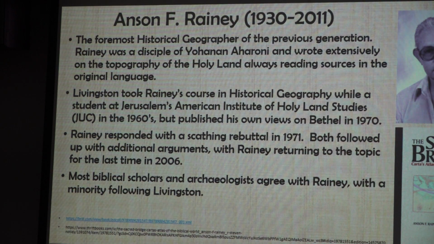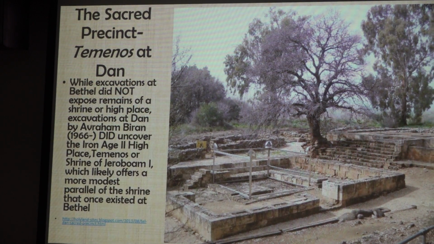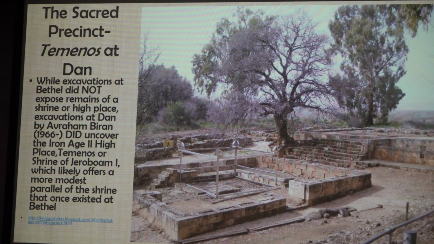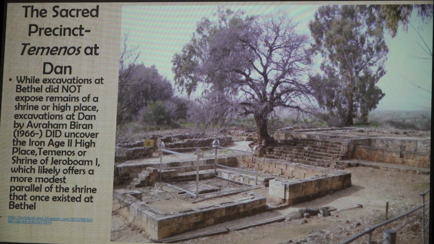And most scholars, nearly all scholars, sided with Rainey that Beittin has to be biblical Bethel. Now, while excavations at Beittin did not uncover any kind of shrine or altar, remember there were two shrines that Jeroboam built, one at Dan and one at Bethel.